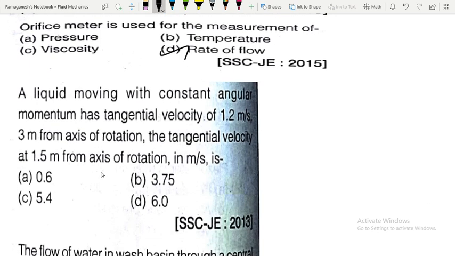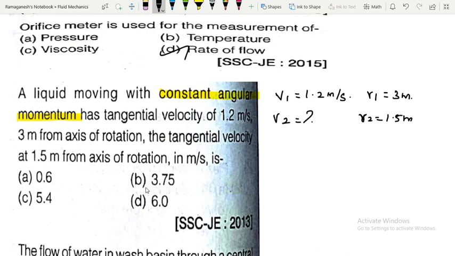Next, a few problems are given. A liquid moving with constant angular momentum. So constant angular momentum is given. It has a tangential velocity v1 of 1.2 meter per second at 3 meter from the axis of rotation, radius 3 meter. We need the tangential velocity at 1.5 meter, r2. So what is the tangential velocity at 1.5 meter? That is what is asked.